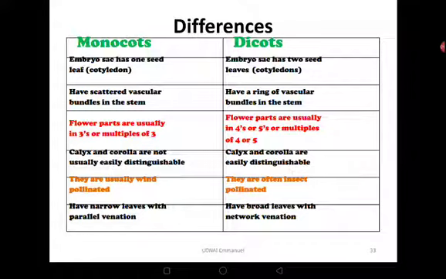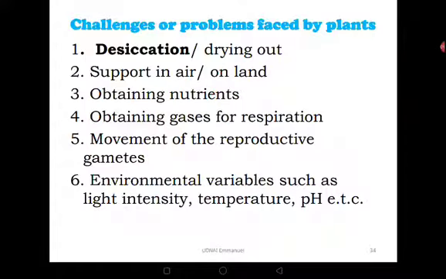Then dicots, they are often insect pollinated, and usually their pollen grains are sticky and sometimes few in number. Then for monocots, they have narrow leaves with parallel venation. And then for dicots, they have broad leaves with a network venation. So those are some of the differences between monocots and dicots.